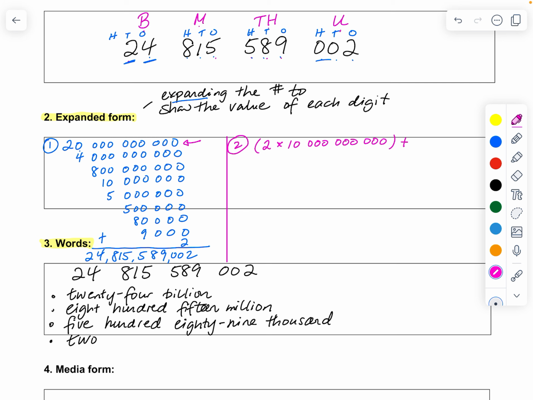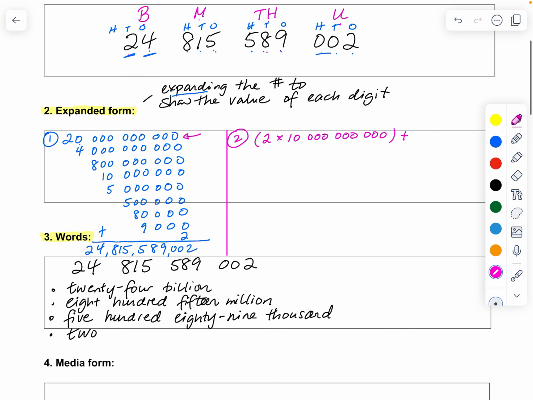This is a little bit longer than the first method, but I just want to show you what it looks like. So it's 2 times, it's multiplication. We keep it in brackets, but each bracket has to be closed and you're adding each bracket. So you have plus, and then you do the next one.